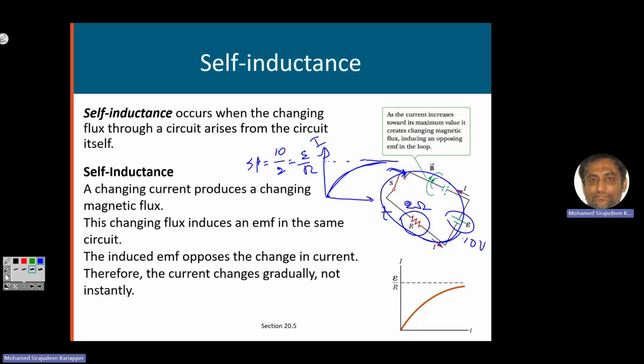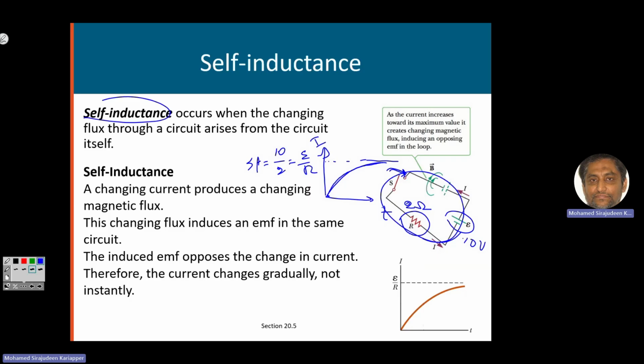You have a current going through that will create a magnetic field, so the flux through this coil, this circuit, has changed. There was zero flux initially, no magnetic field. When the current flows, there will be a magnetic field due to this current. So the flux is changing. What happens when the flux changes? There will be an induced EMF, by Faraday's law. Whenever the flux changes, it will resist that change.